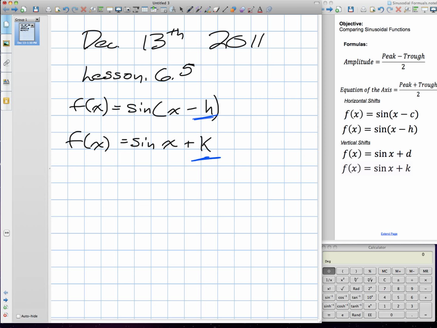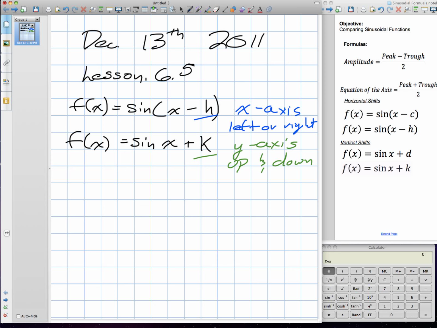I would always highlight this blue and this one green. Does anyone know what an h movement deals with? The x-axis. And it deals with moving something left or right. What about k? Which axis does it deal with? Good. It deals with moving things up and down. Okay? That's why I used those letters.